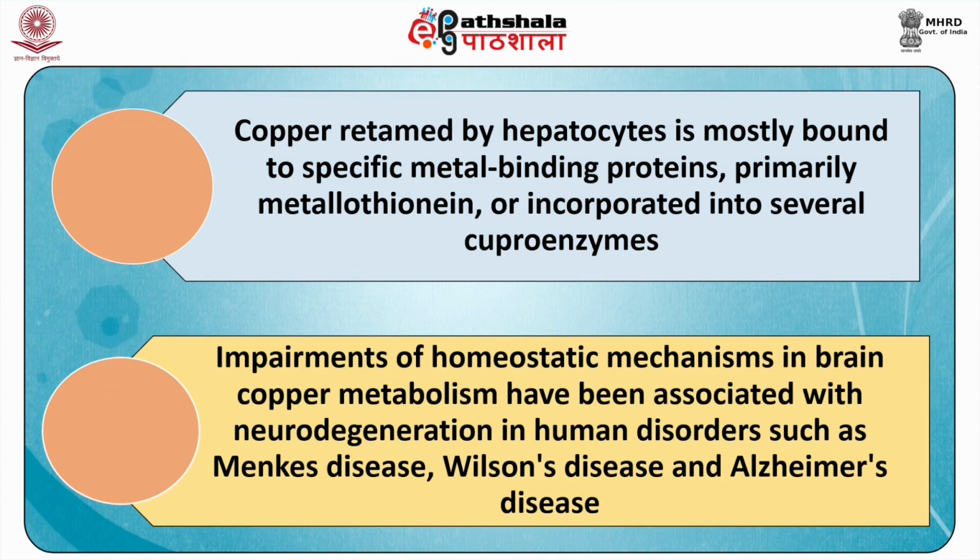Impairments of homeostatic mechanisms in brain copper have been associated with neurodegeneration in human disorders such as Menkes disease, Wilson's disease and Alzheimer's disease.